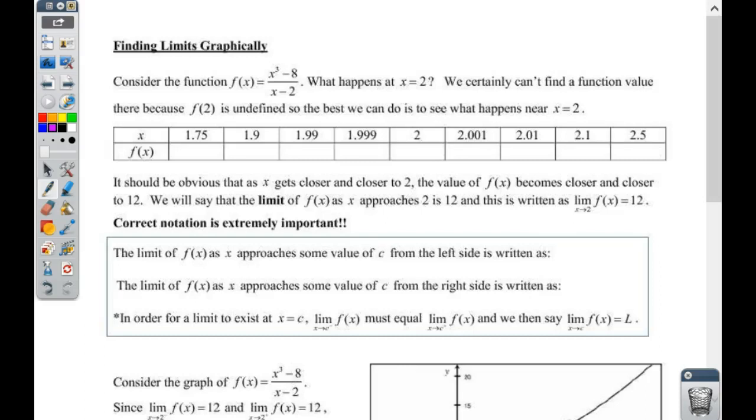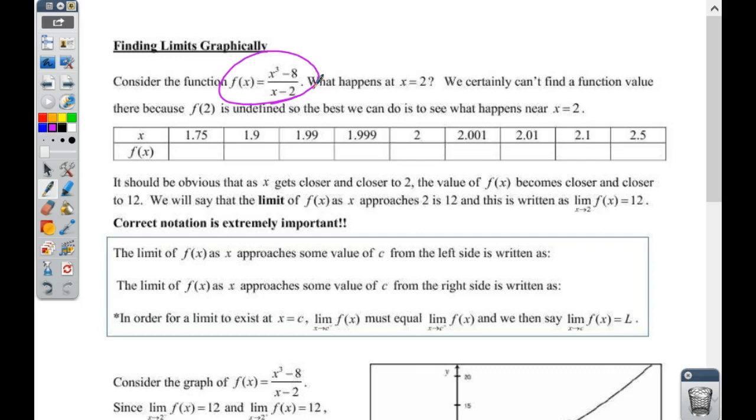All right, as promised, I'm going to write up some notes here, and I'm going to give you some stuff for limits. What I'm going to look at first is this very first problem here. F of x is equal to x to the third minus 8 over x minus 2. This monstrosity right there. And the question is, what happens at x equals 2?